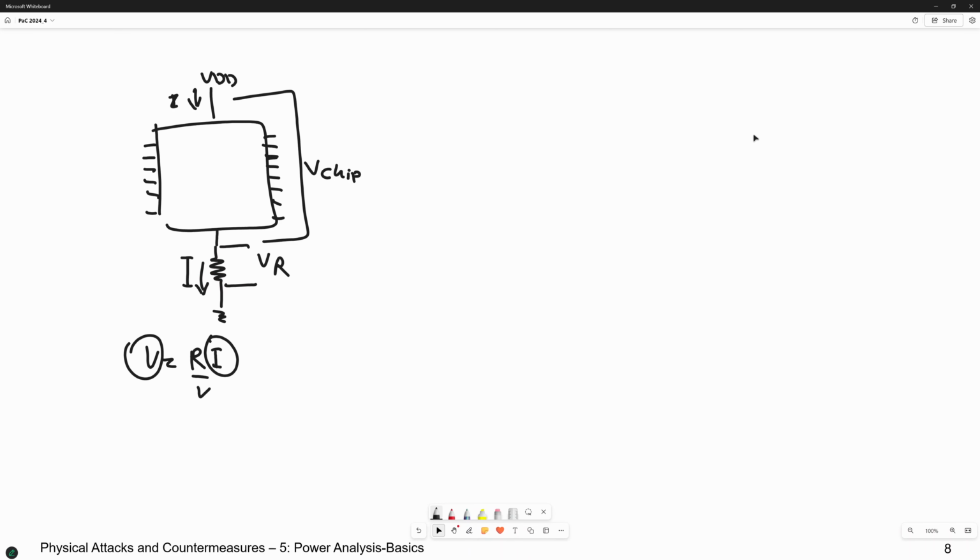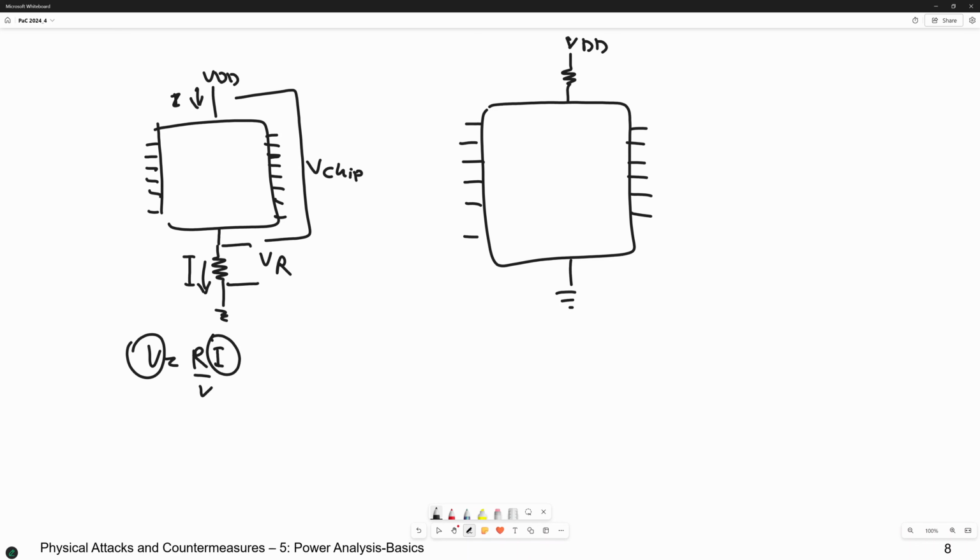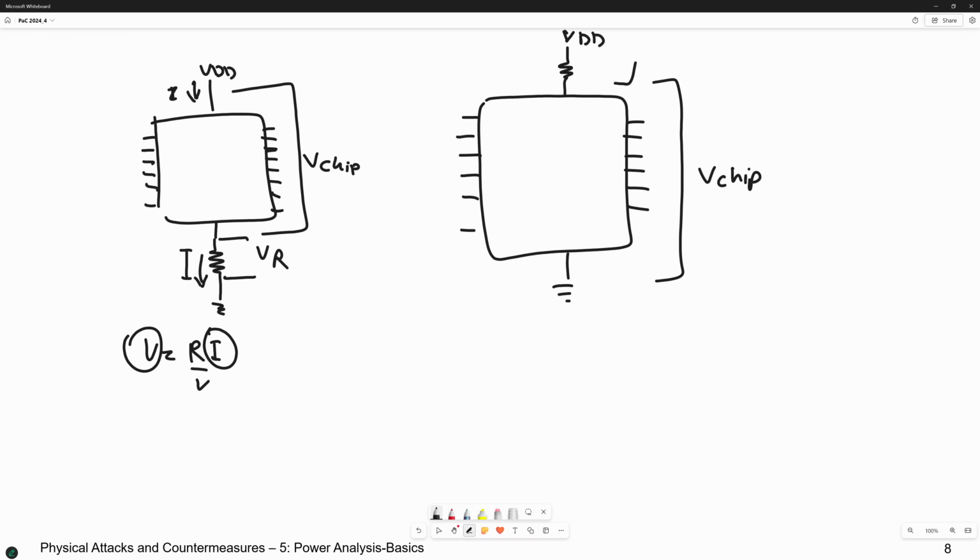Alternatively, we can put this resistor at the top. This is the VDD, and we put a resistor here. This is the ground. Now this will be V of chip, and this will be the V of R. But in this case, because one side of VR was connected to the ground, there is no problem.